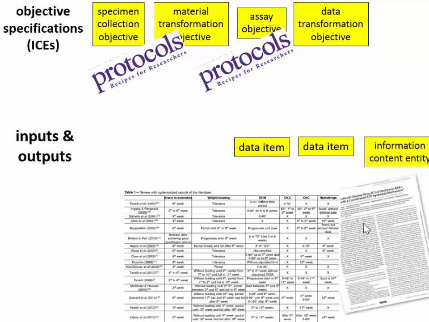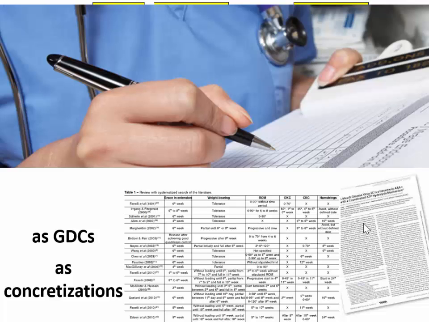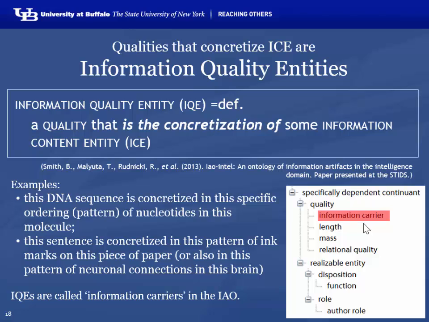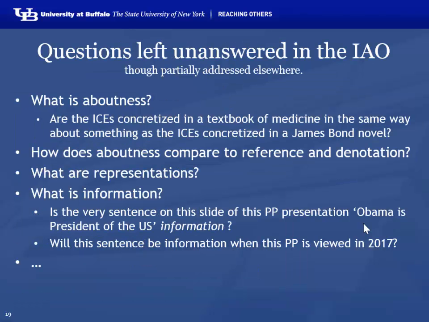And the data can exist either as generically dependent continuants, the file in your laptop which you send to your friend, or it can consist of charts which are filled in by hand to create ink patterns. All right, now those ink patterns are information quality entities. DNA sequences are examples of such information quality entities, and information content entities concretized in paper or pixels are another example.